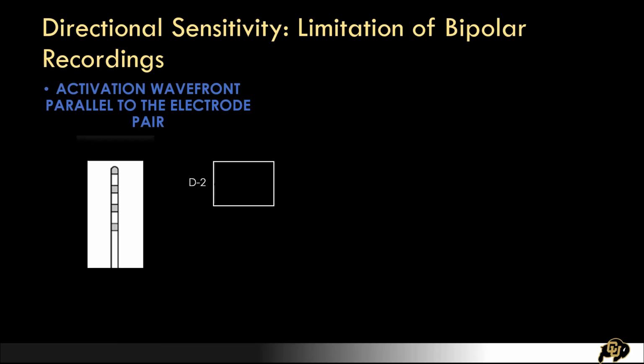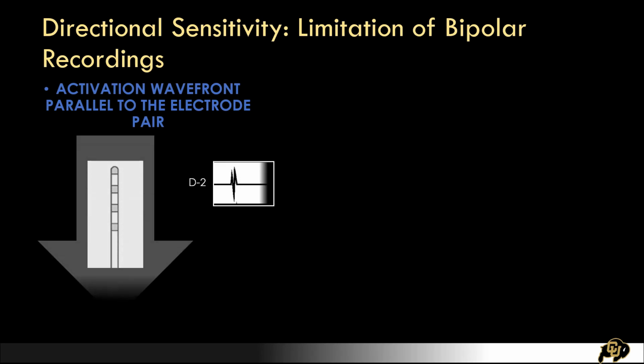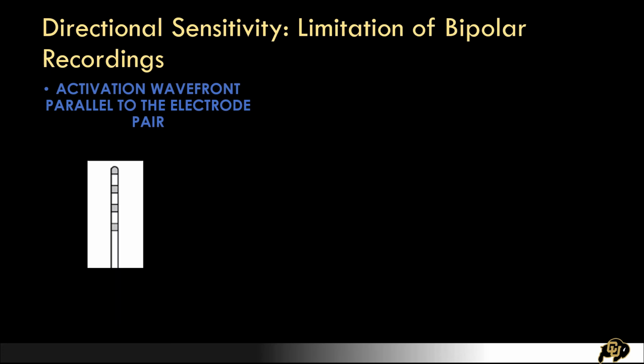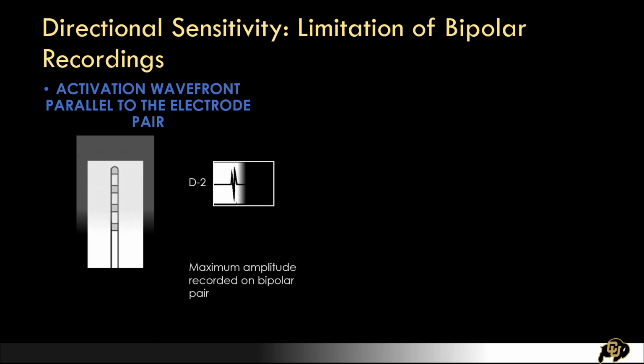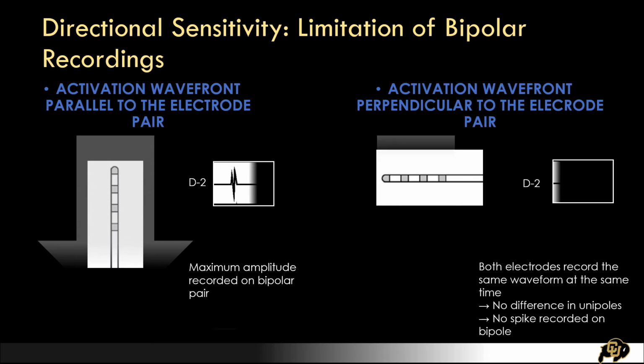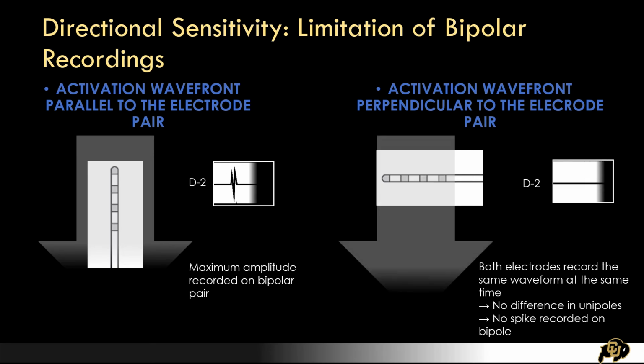So if you have the catheter oriented in a certain direction, then the amplitude of the waveform can be different. When it's parallel to the wavefront of activation, you have sequential activation of the electrodes, and therefore the unipoles that generate the bipole signal, the difference between them is optimized, and you get the maximal bipolar signal that you can. The opposite is true when you have the activation wavefront perpendicular to the electrode pair, because you have the activation hitting both electrodes at the same time, and they cancel one another out, and therefore there's no spike recorded on this signal.